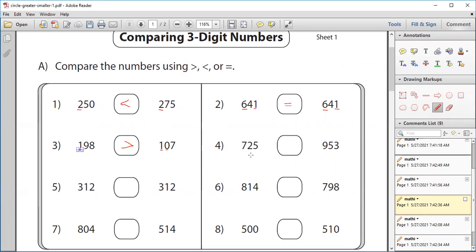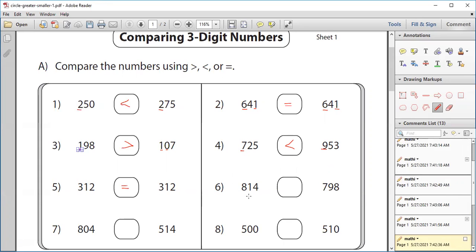Question 4, 725 and 953. Start to compare between the hundreds from the far left. The hundreds here is 9, and the hundreds here is 7. We know that 9 is greater than 7, so I can say that 953 is greater than 725. Question 5, 312, 312. They are equal, they're the same number.